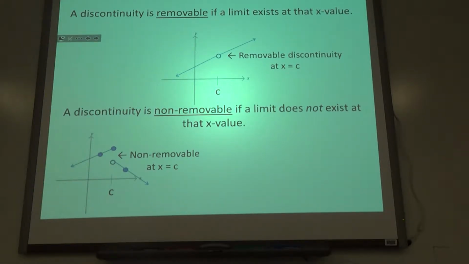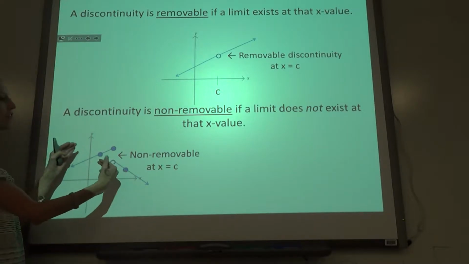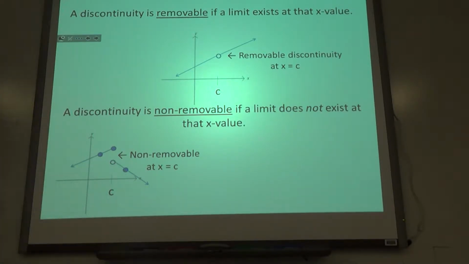If you run through your conditions for continuity, condition 1 is fine. F of C is defined because there is a point up there. But the limit as you approach C did not exist. This is basically just when condition 2 fails. So a discontinuity is non-removable if you're not able to find the limit.